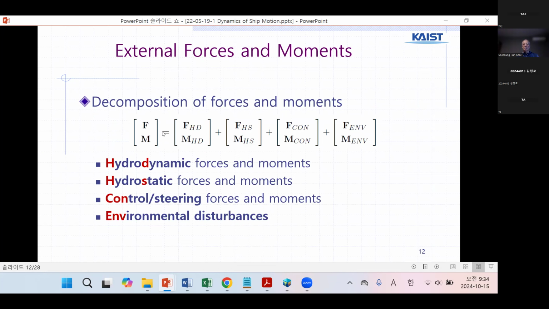So force and moment are combined into hydrodynamic forces and moment, then hydrostatic forces and moment as the second term. The third term is control steering forces and moment. And finally the fourth term is environmental disturbance. So wind and wave belong to this fourth term, right? And control steering comes with something like a rudder, other fins and thrusters. Those are included in the third. So the real equation is very complex, but it is shown as a simplified form.